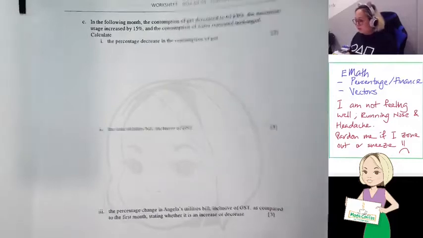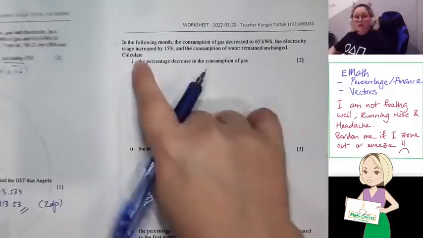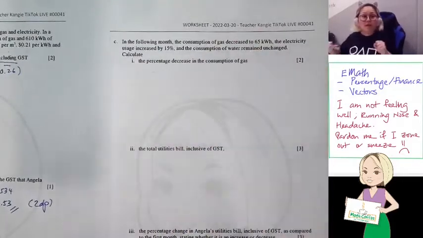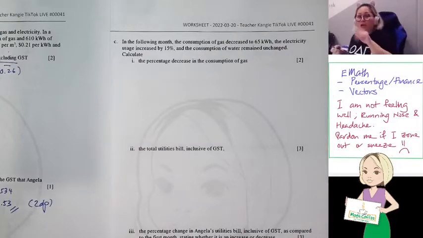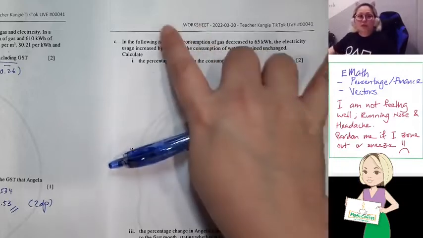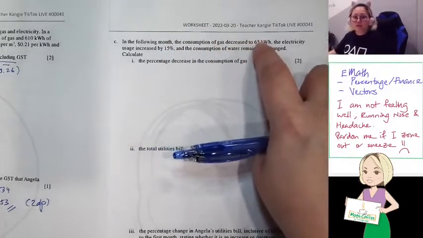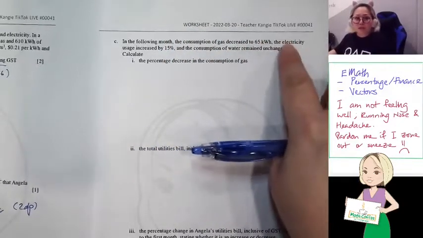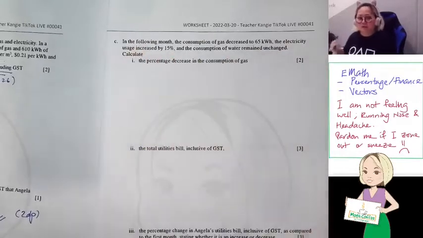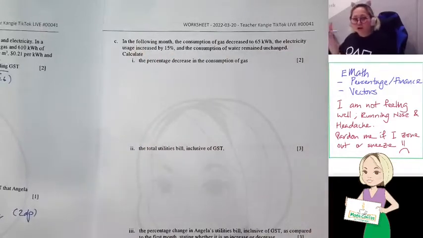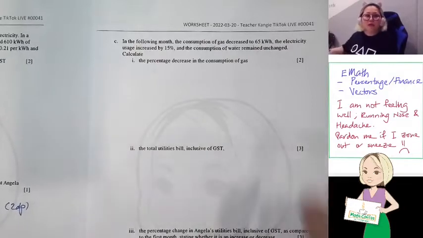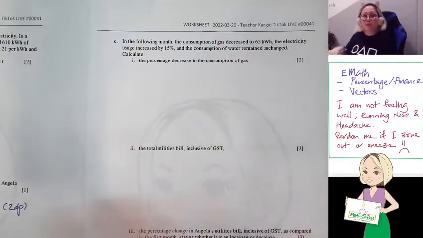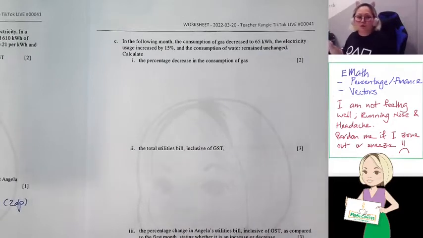Now, they give us some information. For the following month, the consumption of the gas decreased, maybe less cooking that month. The consumption of the gas decreased to 65. It was 68. The electricity usage increased by 15%, maybe the aircon was on slightly longer because it was very hot. The consumption of the water remained unchanged, so the water usage is the same.